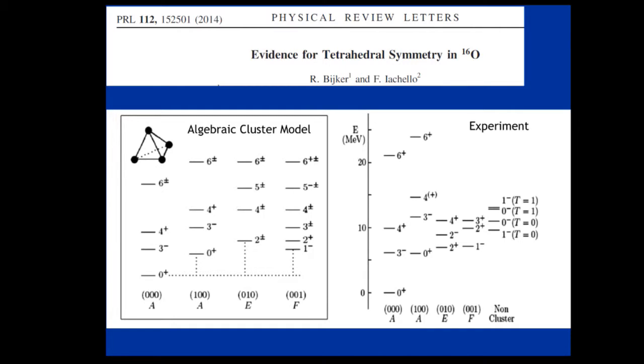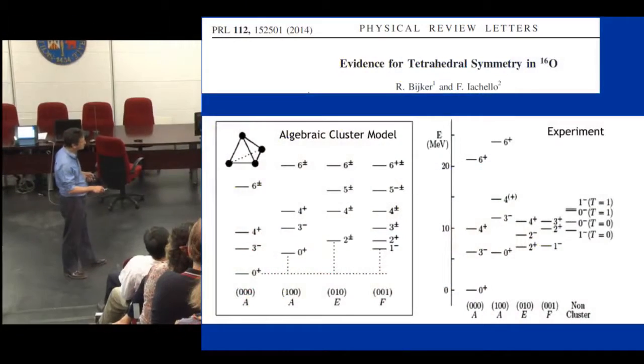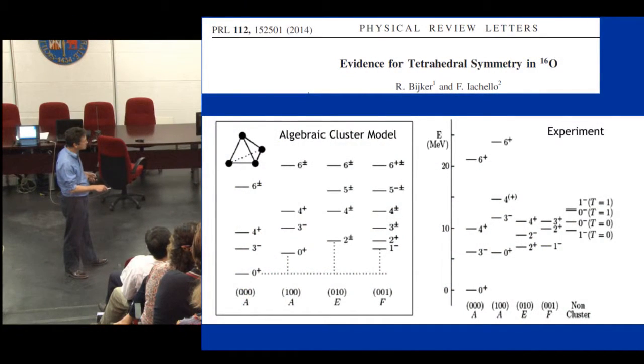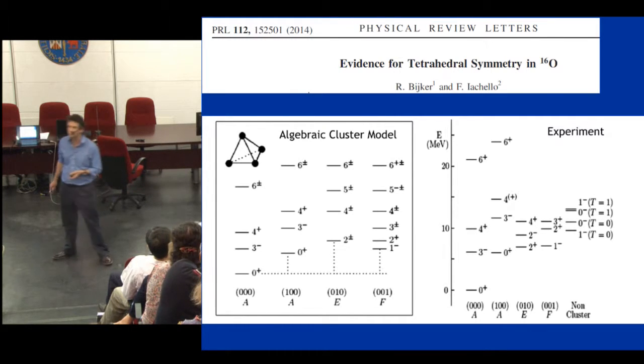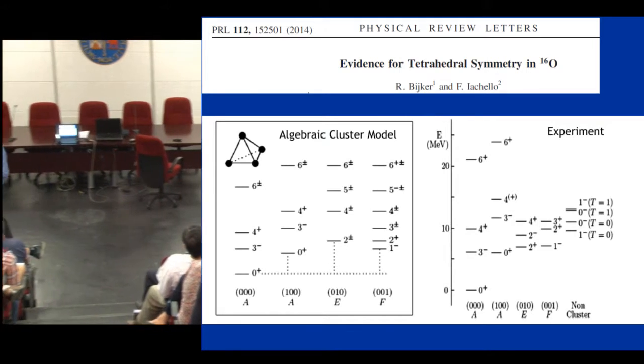Actually, it's compelling, isn't it? You look here, well, of course, there's a 0+. There's a 3-, there's a 4+, and then slightly higher, there's a 6+, but no 6-. Well, okay, we still need to find that. You can see that there's this analog of this band here. And so maybe oxygen-16 does have a tetrahedral structure.